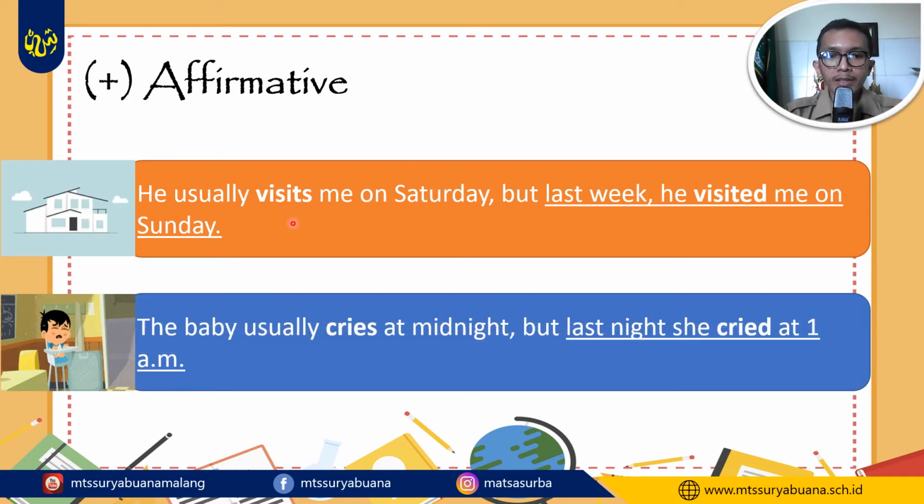The second sentence, the baby usually cries at midnight, but last night she cried at 1 a.m. You can see the difference between the first sentence and the second sentence. The baby usually cries at midnight. Usually. And the second sentence, last night she cried at 1 a.m. Last night she cried. So the second sentence here called as simple past tense.